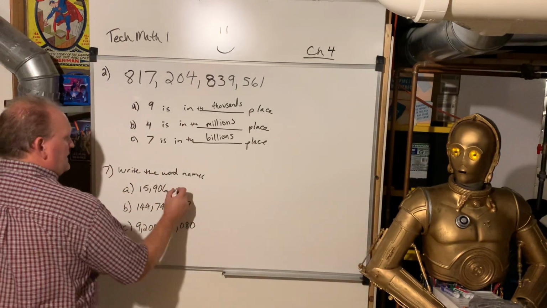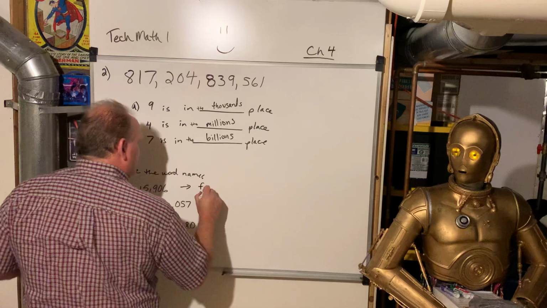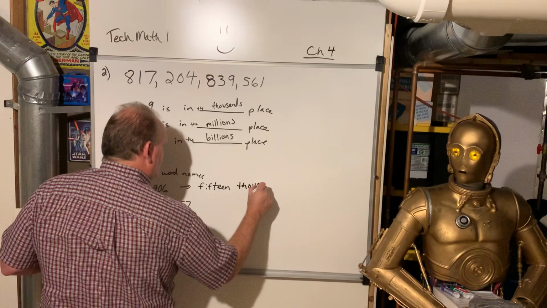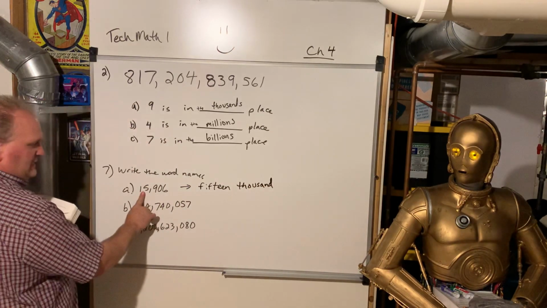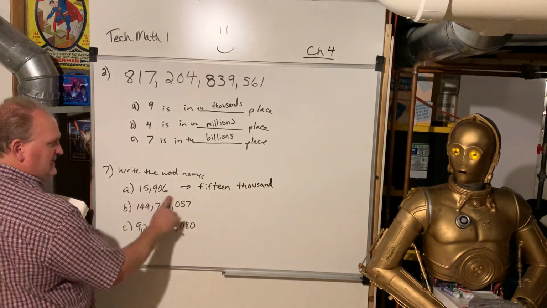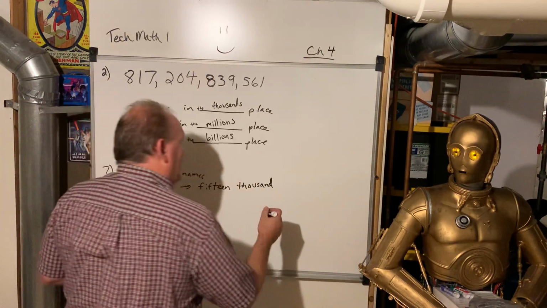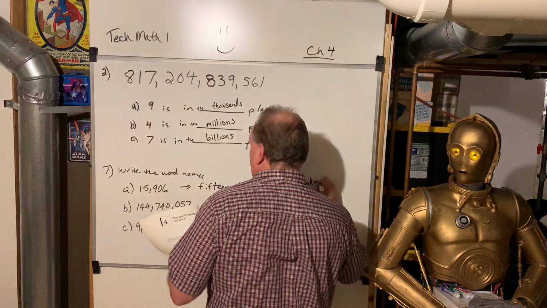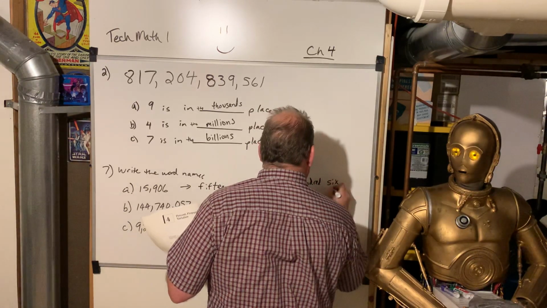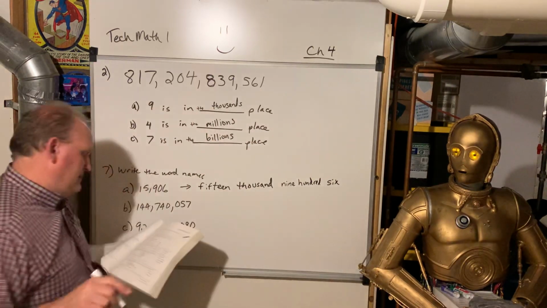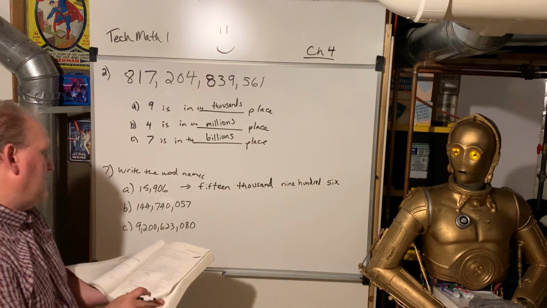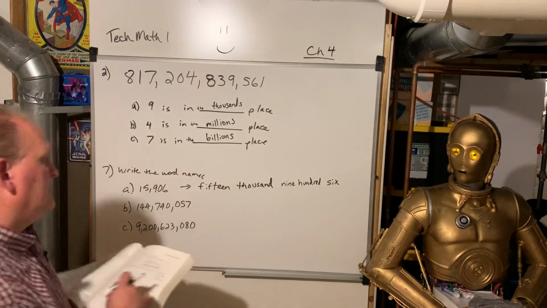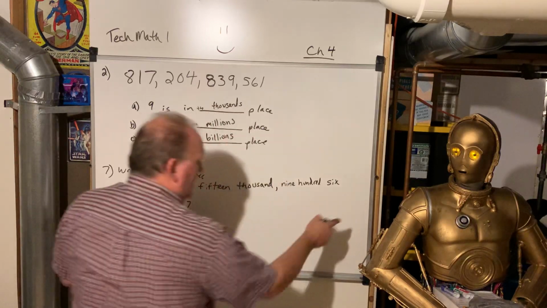So let's see, we want to write this out. So we would write 15,000, right? 15, it's in the thousands place. So 15,906. So don't say and in there. That's it. So when we're writing out numbers into words, 15,000, comma, 906.